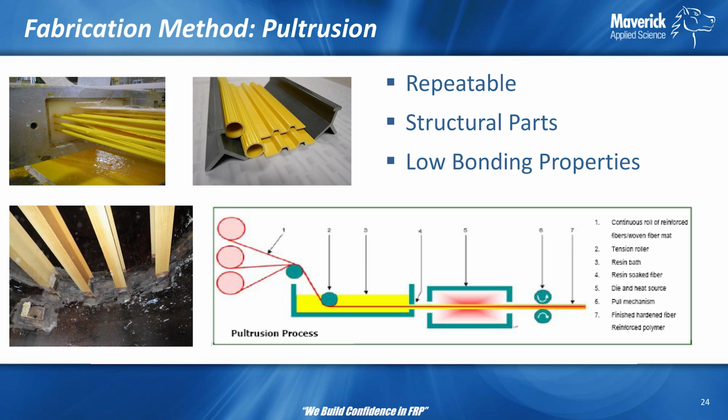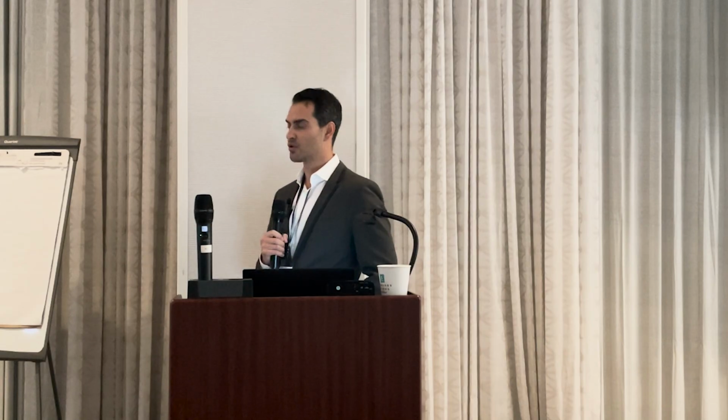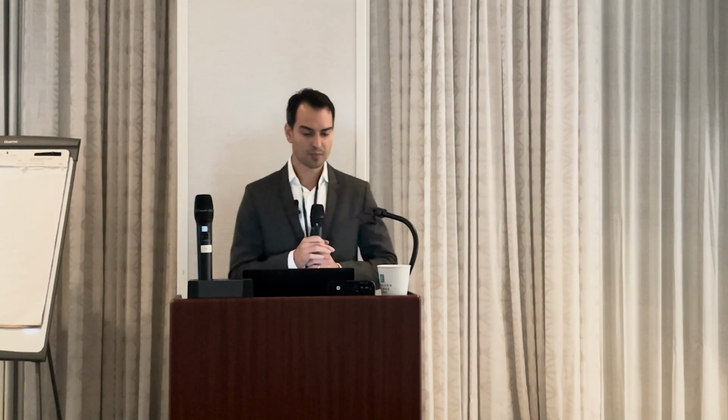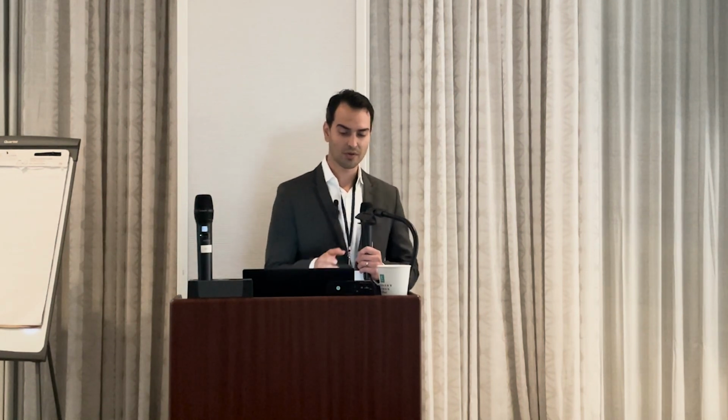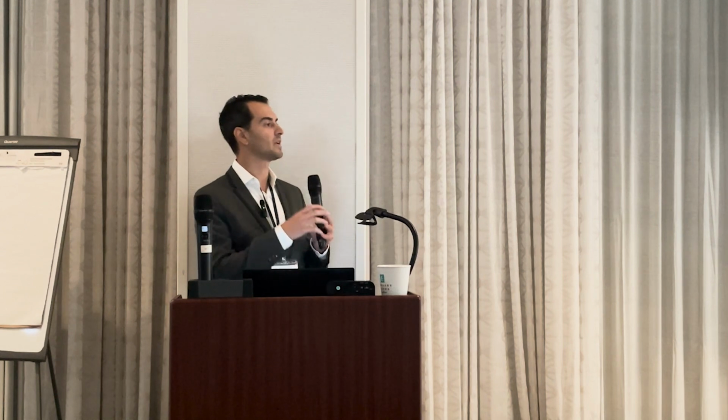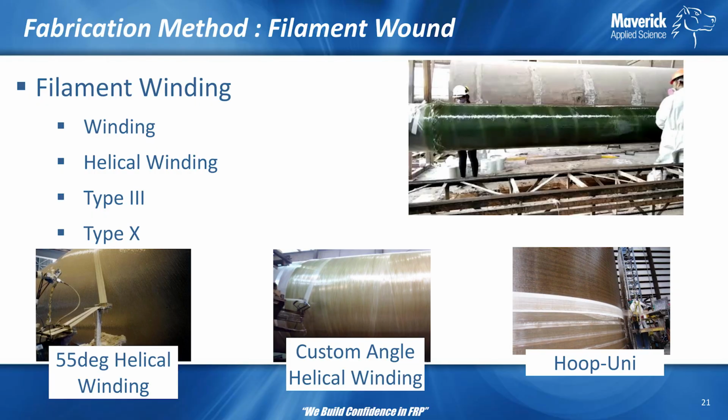Pultrusion. Pultrusion is another fabrication method mainly used for structural beams or FRP structural beams because it's repeatable. I have a picture here. The process pretty much consists of layers or strands of fiber going through a resin bath and then being extruded through a die. The problem with this type of beams is that in order to extrude those fibers and the resin through the die, they need a wax as a mold release. And that will reduce the bonding properties to other FRP equipment.